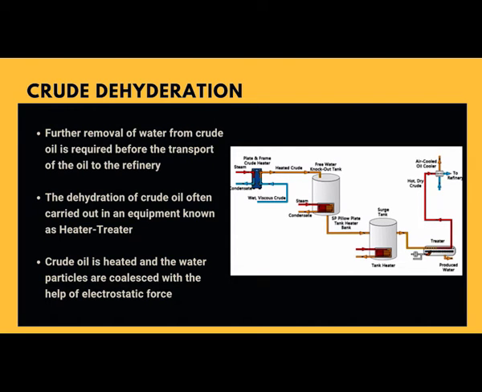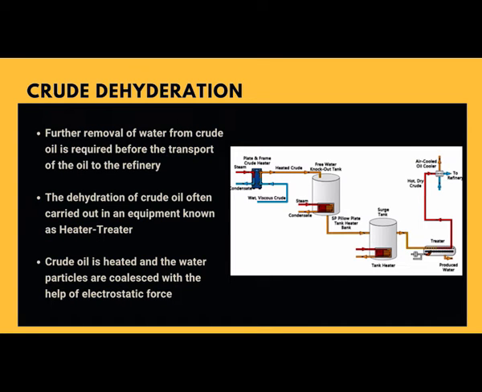So this is happening in this particular phase where we are trying to heat the crude oil and we are also trying to employ an electric grid. With the help of the electric grid, the separated water from the crude oil is coalesced and then finally it is drained off. So the water-free crude oil is now stored in storage tanks and then they are taken to refineries through pipelines or marine tankers.